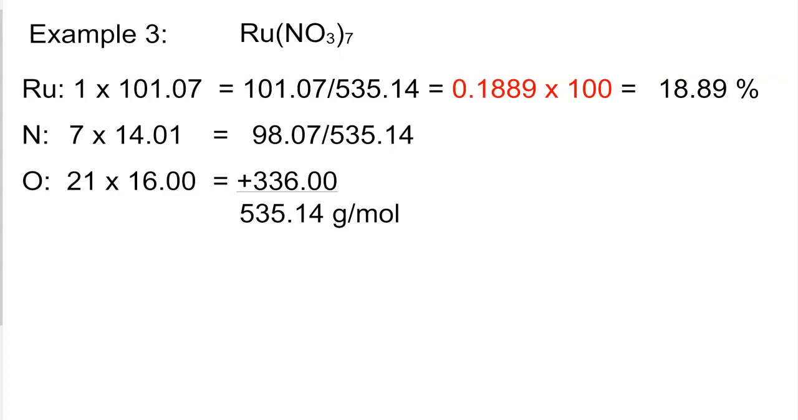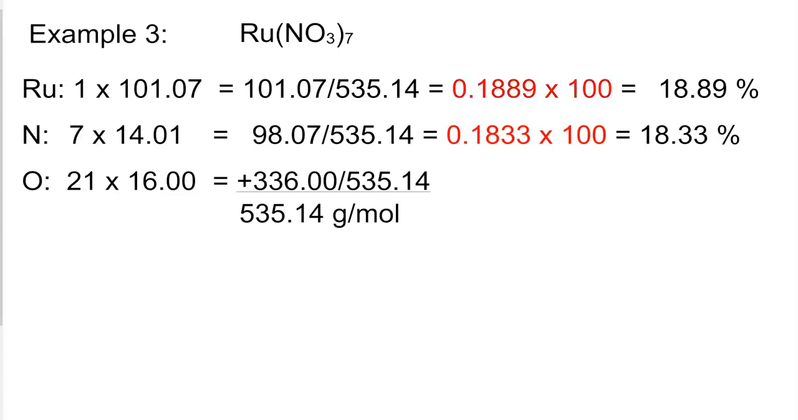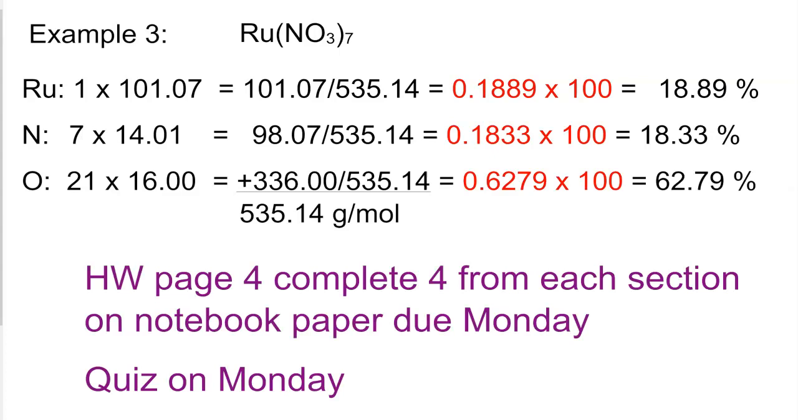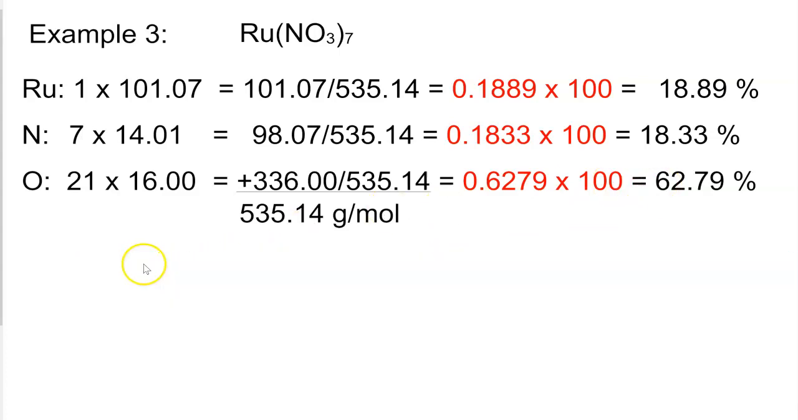For the next one, I'm going to take part 98.07 divided by this whole again, multiply by 100, and I get 18.33. Then I take the oxygen part, 336 divided by 535.14, and we multiply by 100, and we get 62.79 for our part. This other stuff is not for this year, so I'm going to delete that, and then going on to the next example.